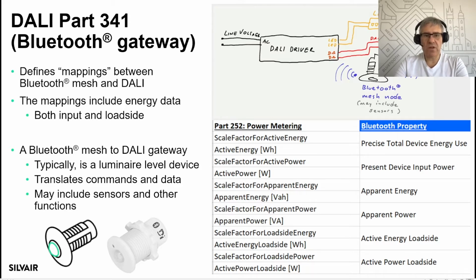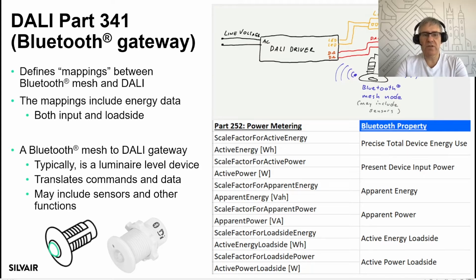Now, what the DALI part 341 defines is how those values available or defined on the DALI side map to Bluetooth mesh values, also referred to as Bluetooth properties, such that any Bluetooth system can understand this data sourced from the DALI devices. At the bottom here, you can see an illustration of an actual device.